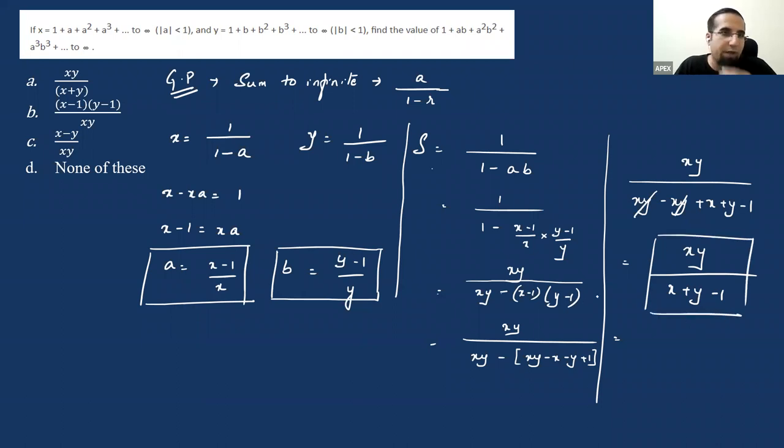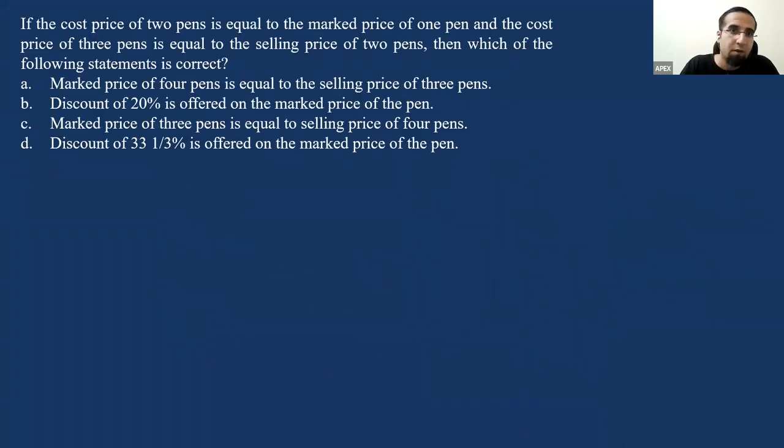So this is what we get, and nothing is matching with the options. So therefore we also have none of these in the options, and therefore the answer here becomes none of these. So a very easy question of geometric progression. In case you know geometric progression, this becomes a very easy question.